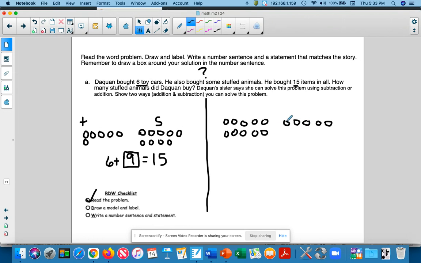All right, now we're going to take from 10. And how many are we going to take from 10? The part we know to find the unknown part. So we have 6, we're going to take away 6.